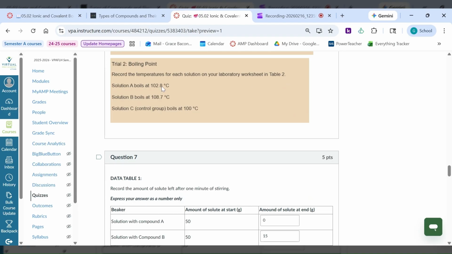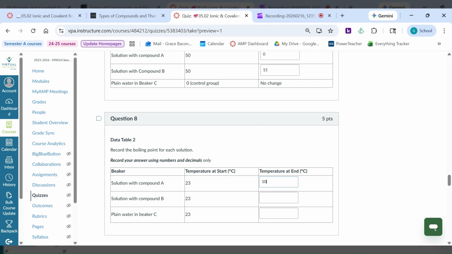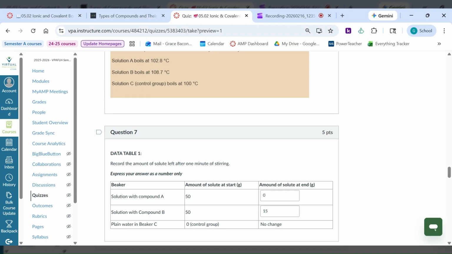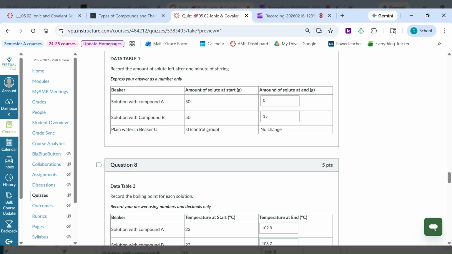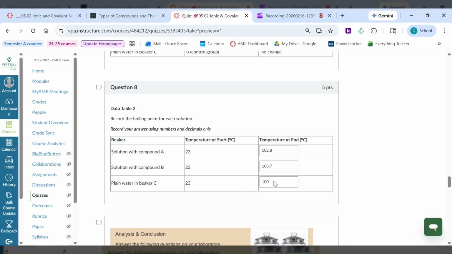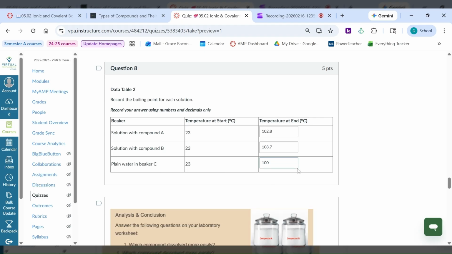So I know both of the substrates that I put into my water solution caused the boiling point to go up, but one caused it to go up a little bit more, and that's going to be solution B. So I'm filling these numbers into my data table. Solution A with substance A went up to 102.8 before it boiled. The other one went up to 108.7 before boiling. And then solution C just hit the boiling point of water at 100. So I'm just filling those in here from my data descriptions.